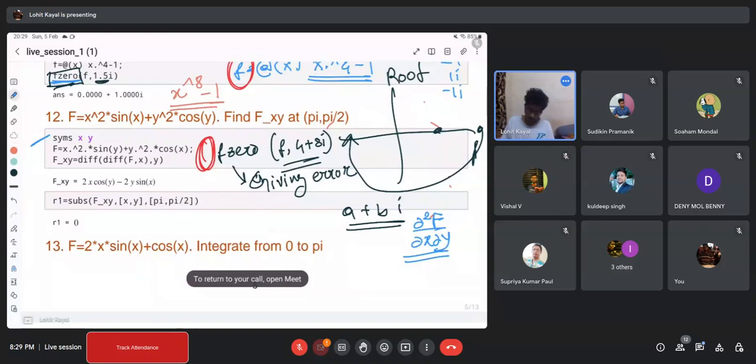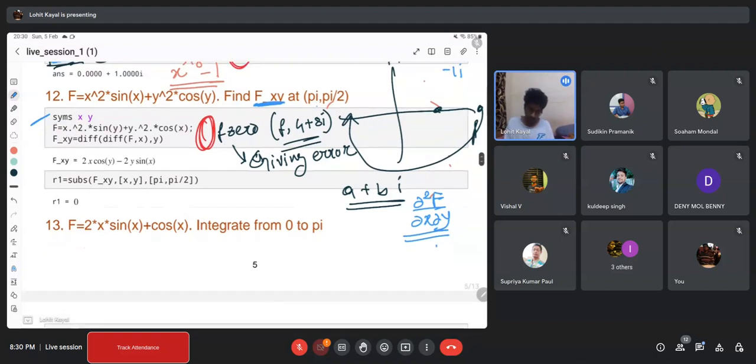So I have to find f equal to x square sin x plus y square cos y. I have to find f x y, which means del square f del x del y at the point x equal to pi and y equal to pi by 2. Now here this is syms x space y. I have now two symbols. This is the syntax: give a space between x and y, and it will take it.